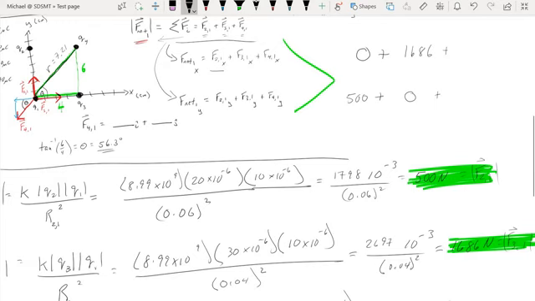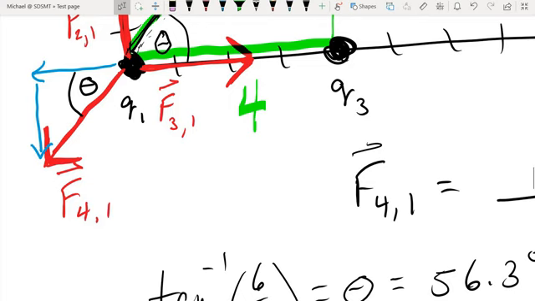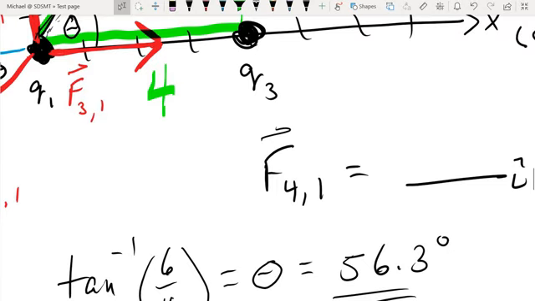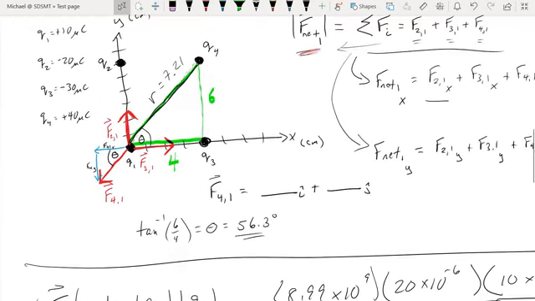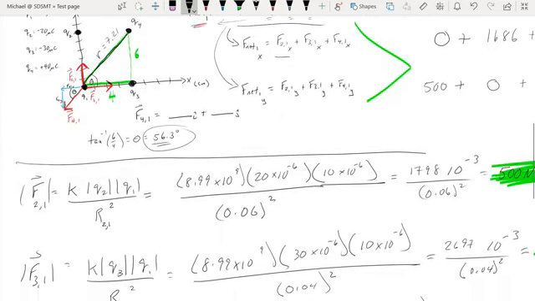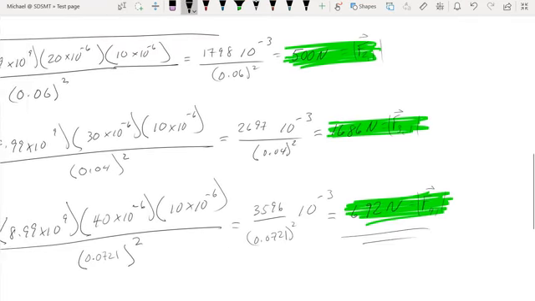Force 4,1 does have x and y components, as we can see over here on our diagram. And those two components, force 4,1x, force 4,1y, we're going to find those based on the angle relationship of 56.3 degrees. So time to put all of that information together. We have our 56.3 degrees that we need to apply to the magnitude of force 4,1.